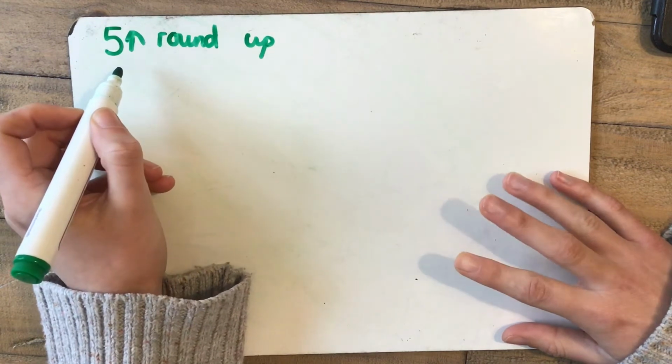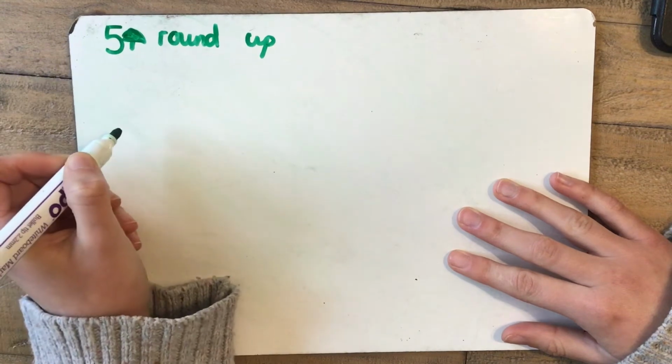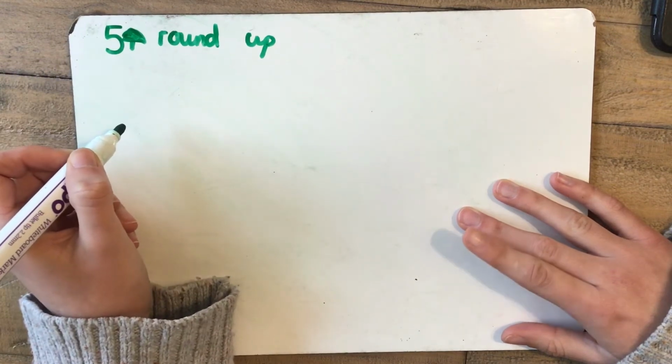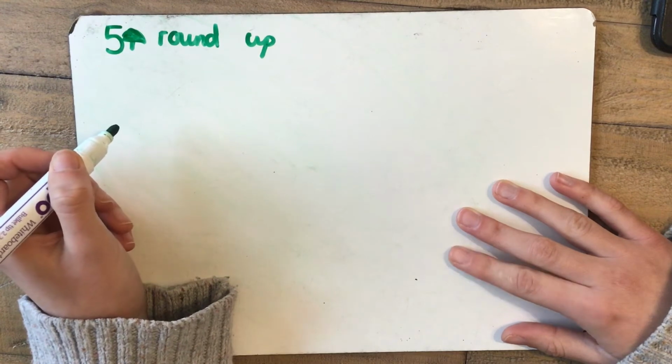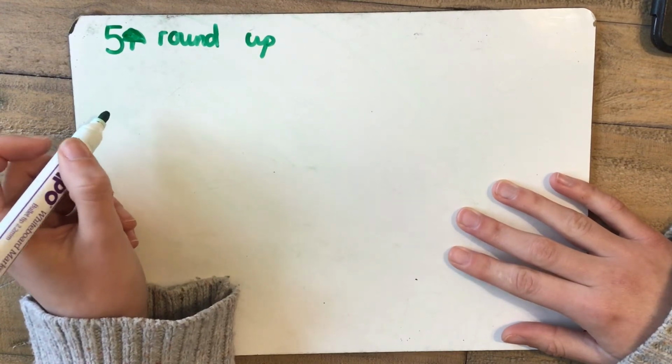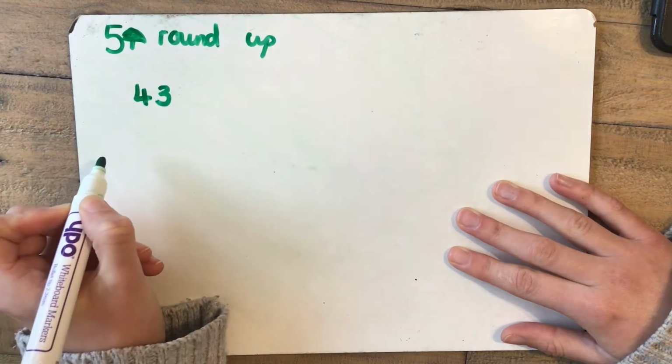But the thing that we've found really tricky is when a question is asking us to round to the nearest 10, or the nearest 100 or the nearest 1,000. So let's go through that now together. So let's take the number 43 for example.